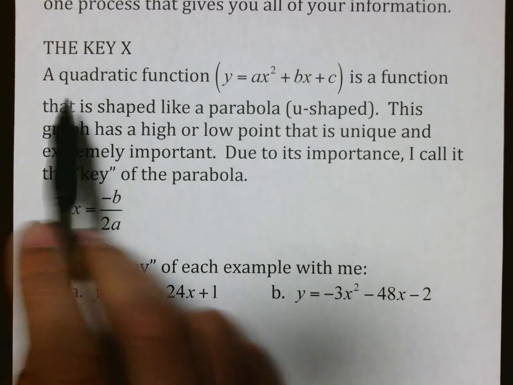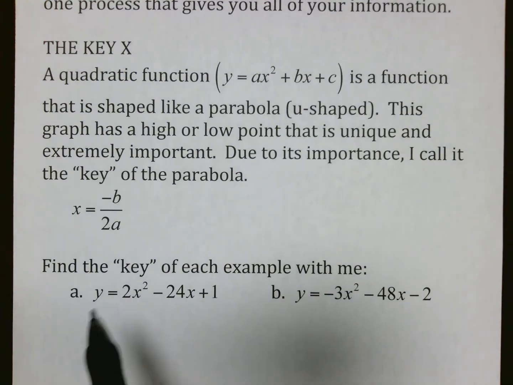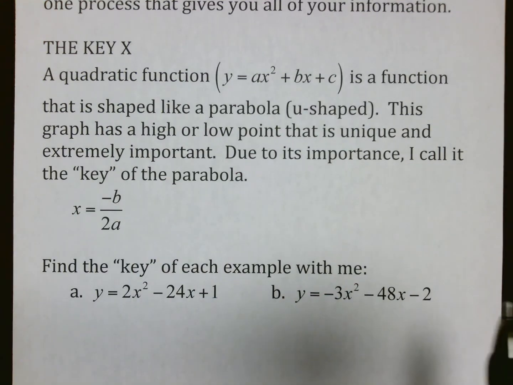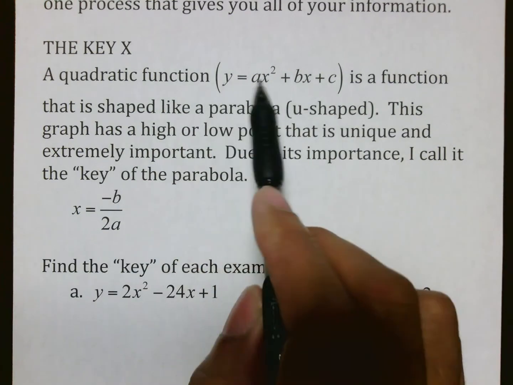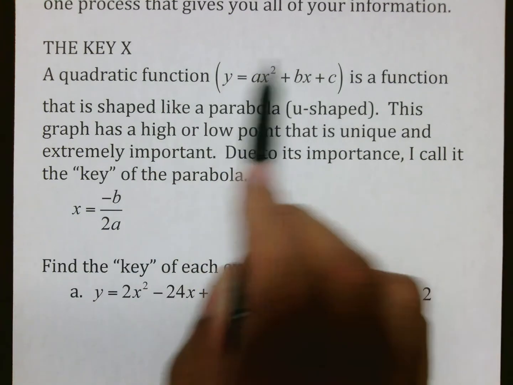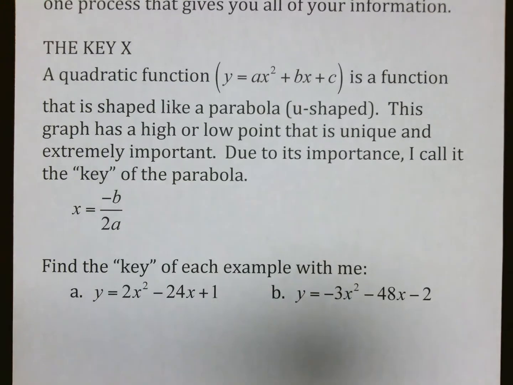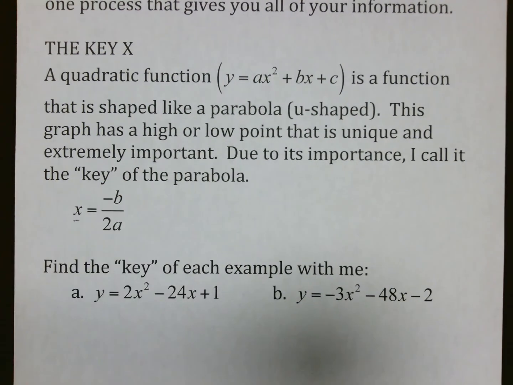The key x, what we call the quadratic function, again, I'm kind of throwing vocabulary in here loosely. That's one of my weaknesses, but it saves time a little bit. The quadratic function, which is y equals ax squared plus bx plus c, again, you saw that last year in chapter 9. It is a function that's shaped like a parabola, which means it's U-shaped. We've seen it before. This graph has a high or low point that is unique and extremely important. Due to its importance, I call it the key of the parabola. And so the value of x that leads you to the high or low point can be found by using the formula negative b over 2a.